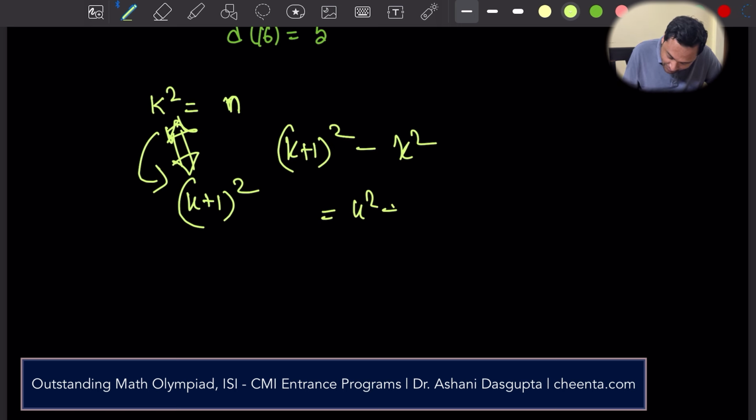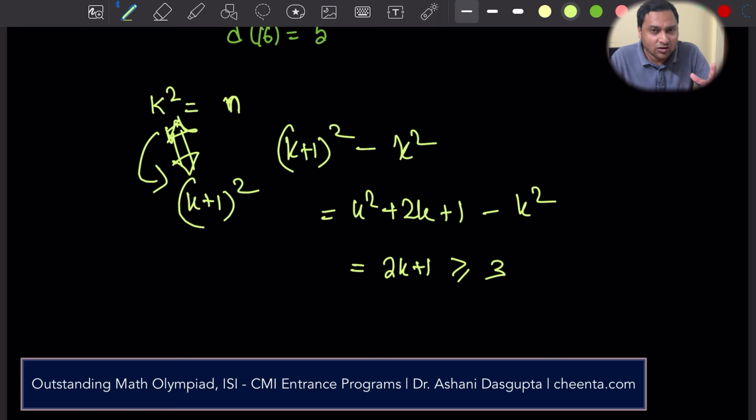So this is k square plus 2k plus 1 minus k square, which is 2k plus 1. This is greater than or equal to 3 because k is not 0, k is 1 or more. So 2k plus 1 is greater than or equal to 3. So the distance between two consecutive square numbers is at least 3.